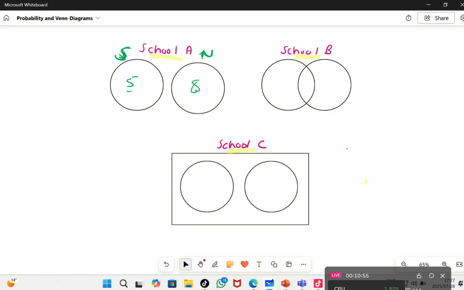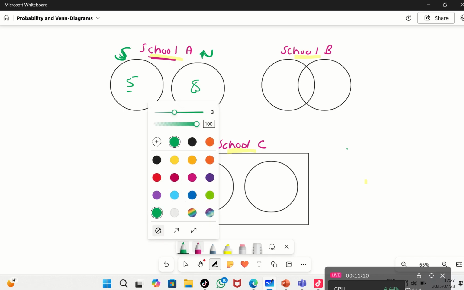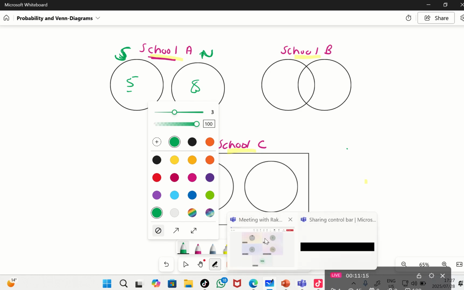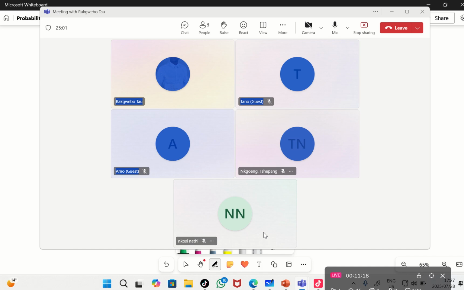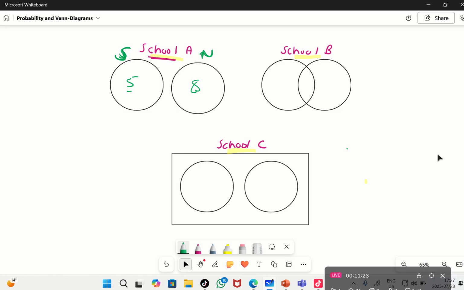Can you tell me the total number of learners in school A? Let us talk. What is the total number of learners in the school? Please speak into the mic. Don't be shy. What is the total number of learners in school A? 13, yes. It is 5 plus 8 gives us 13.